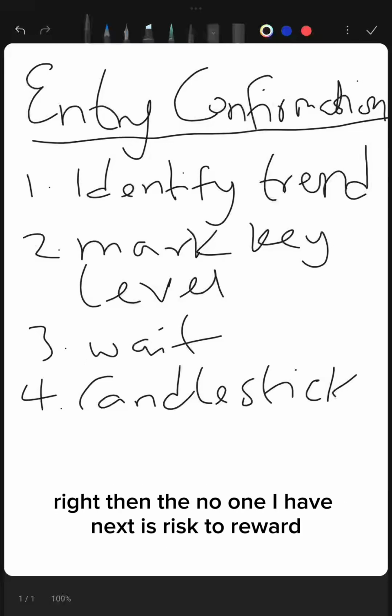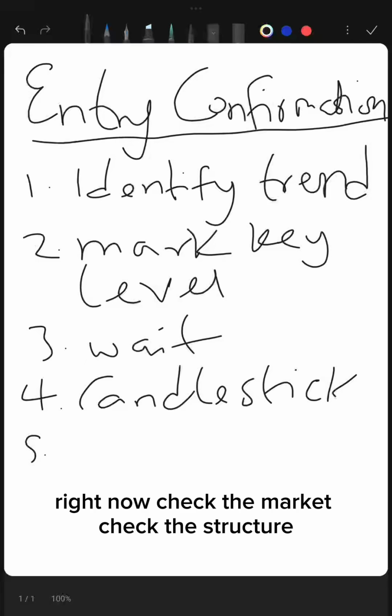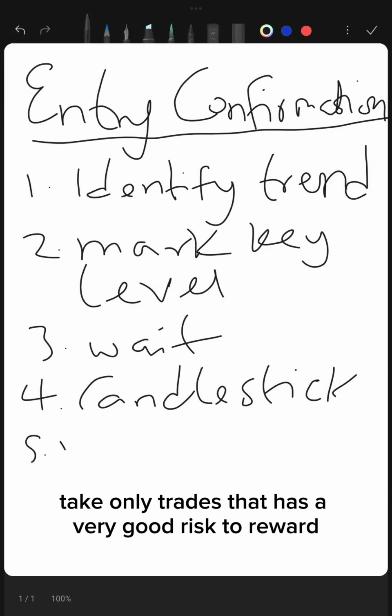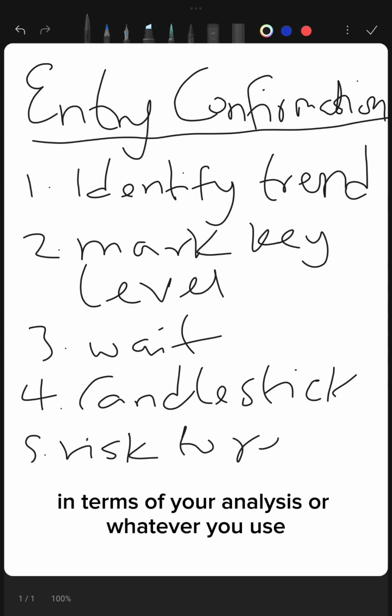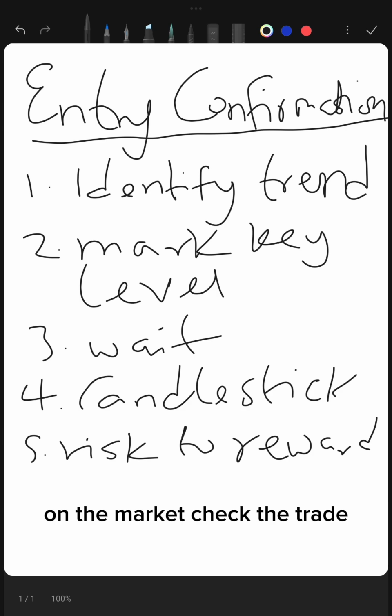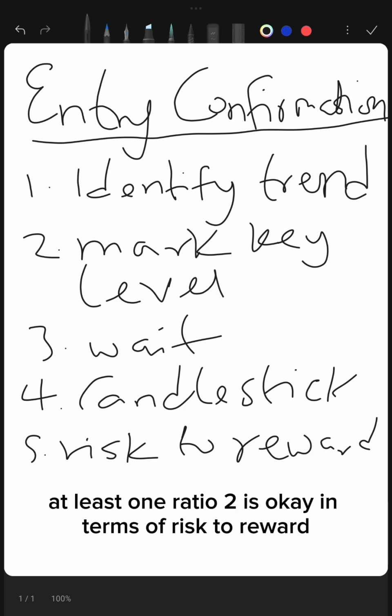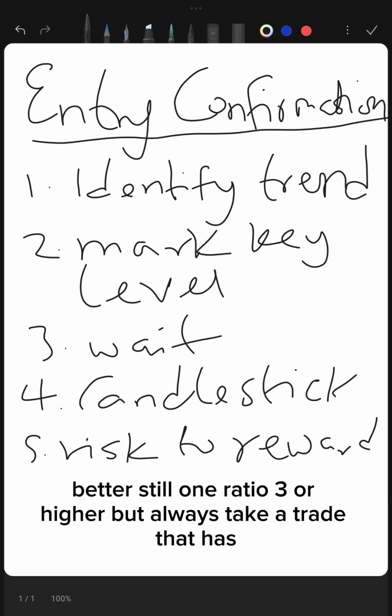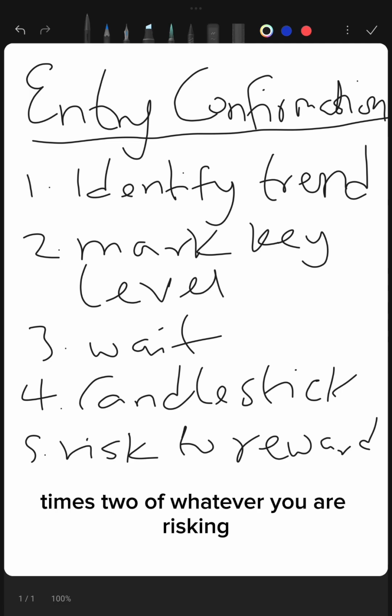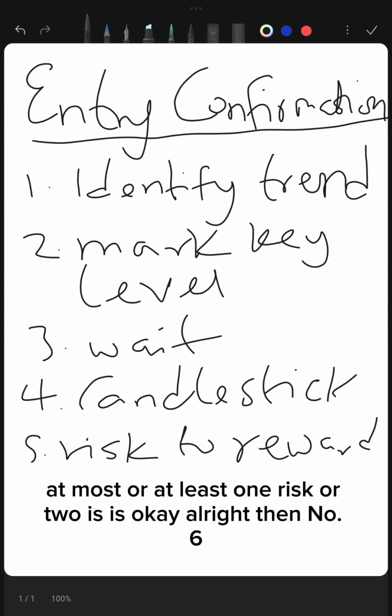The next one I have is risk to reward. Check the market, check the structure, and take only trades that have a very good risk to reward in terms of your analysis or whatever you use on the market. At least 1:2 is okay in terms of risk to reward, better still 1:3 or higher, but always take a trade that has at least twice whatever you are risking.